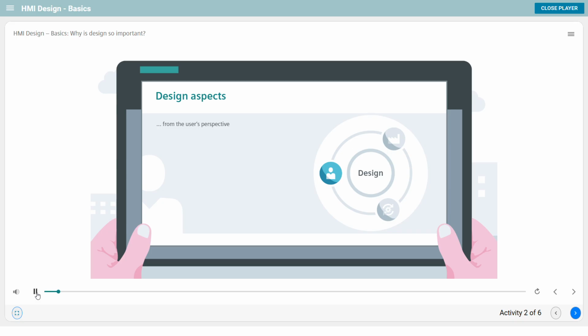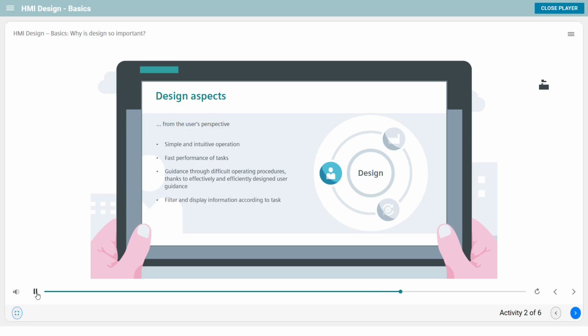For users, the most important thing is simple and intuitive operation of the HMI. They want to perform their tasks quickly and without encountering obstacles. It's also important that operating procedures be effectively and efficiently designed. This is achieved by guiding users through difficult operating procedures. The user interface has to provide support. Another aspect is the selective display of information tailored to the current task. In addition, using the product should be an experience for users.